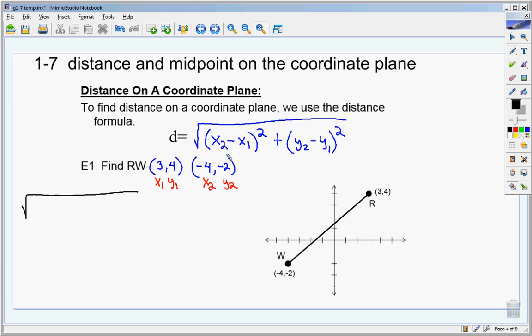What can I replace x2 with? -4. Minus, what can I replace x1 with? 3. y2 I'm going to replace with -2, minus y1, which I'm going to replace with 4.